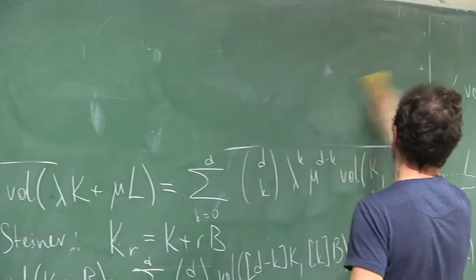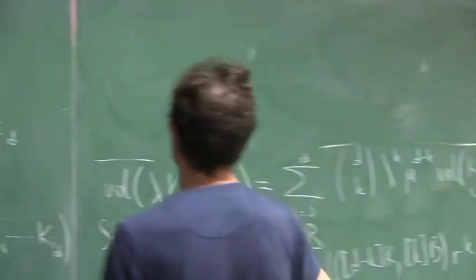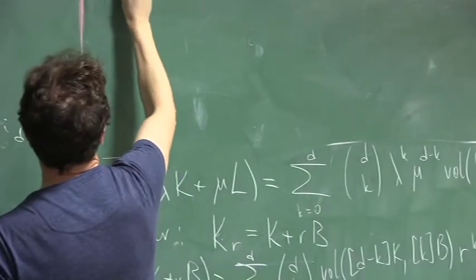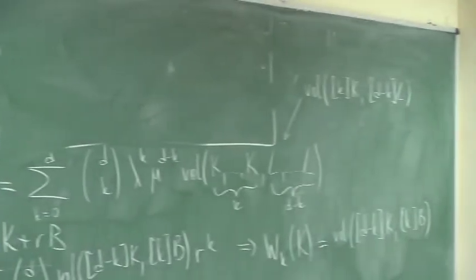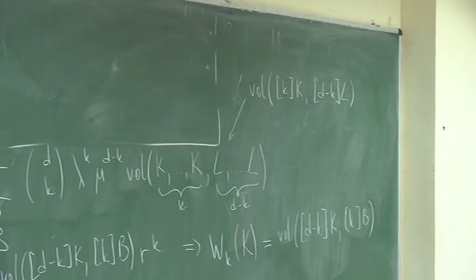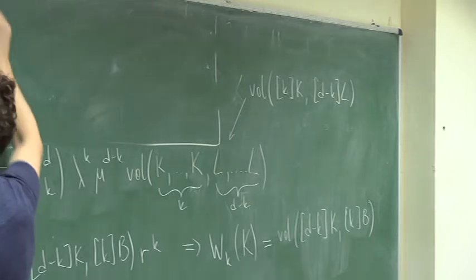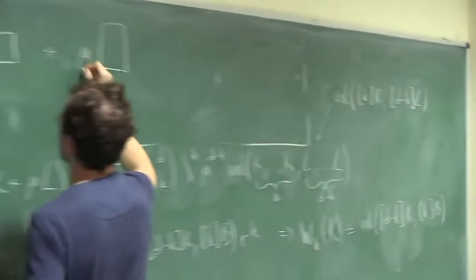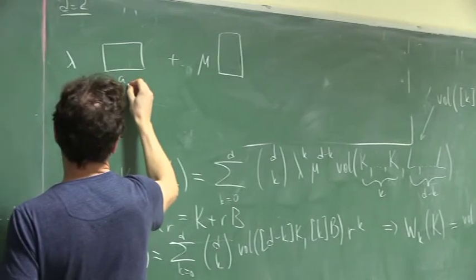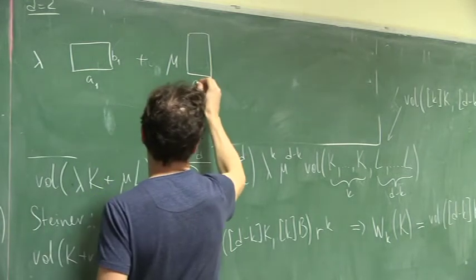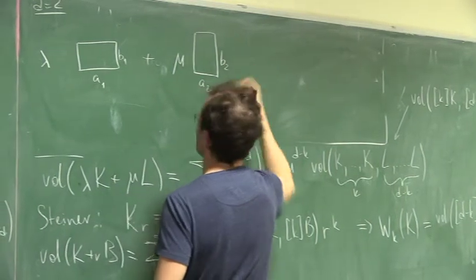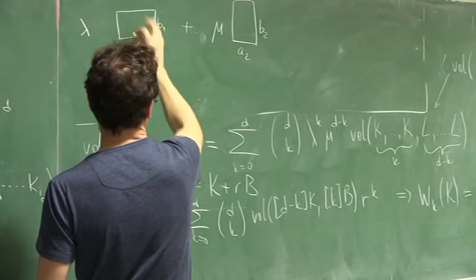so we take the dimension D equal to 2, and we take very simple two convex figures, so namely two rectangles. So I take one rectangle scaled by lambda, add another rectangle scaled by mu. So I assume that the sides of this rectangle are A1 and B1, and here the sides are A2 and B2. So this is my lambda K plus mu L.